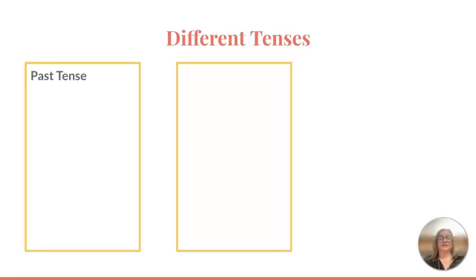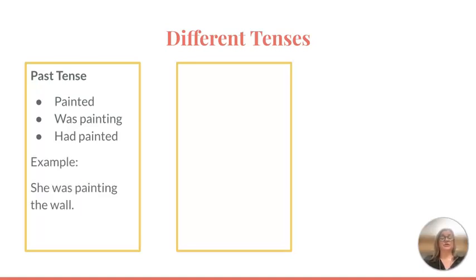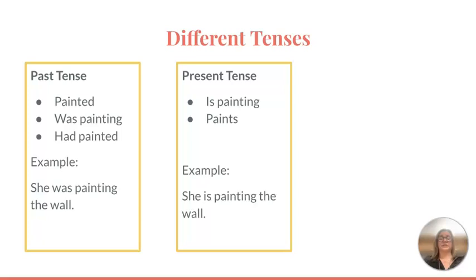All right, let's do now the different tenses. In past tense, you might hear words like painted with that ed, or was painting, or had painted. An example, she was painting the wall. Now in present tense, you're going to hear things like is painting, paints. An example of that is she is painting the wall.